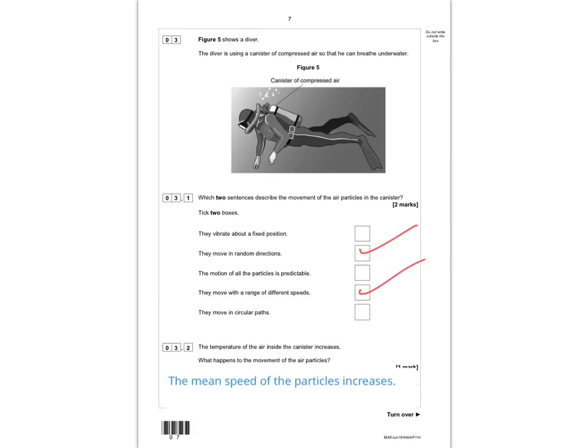So I put here that the mean speed of the particles increases, and this is because they're moving around at a faster rate on average. Not all the particles, not every single particle in there would have a faster speed, but the majority of the particles would, and therefore the mean would increase. You could also get a mark for saying that the kinetic energy of the particles increases as well for this question.